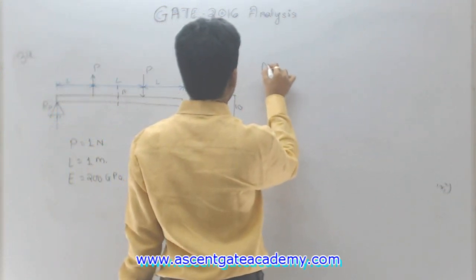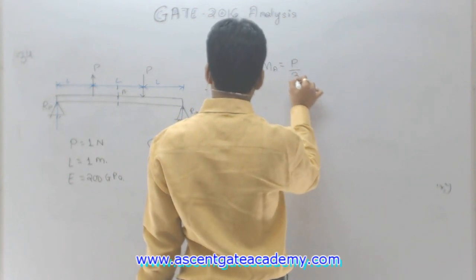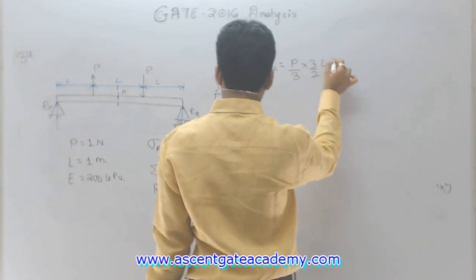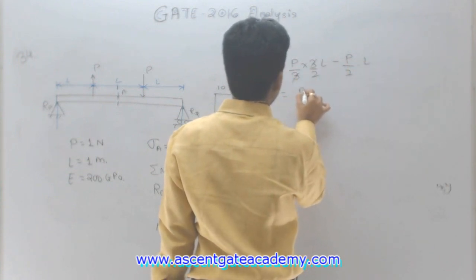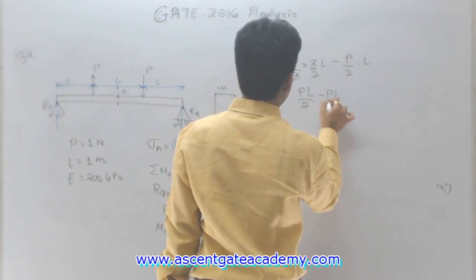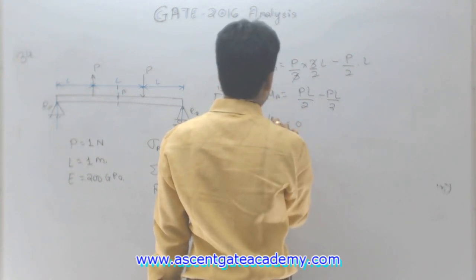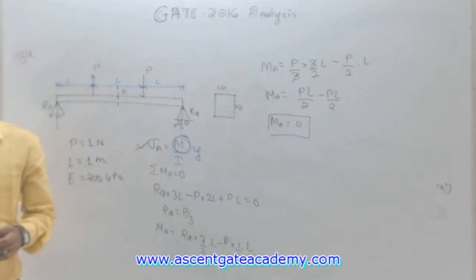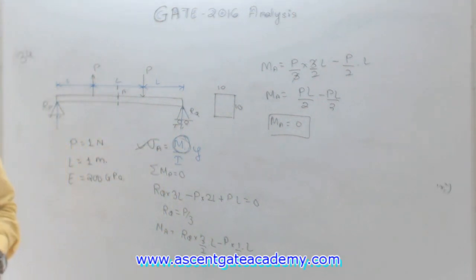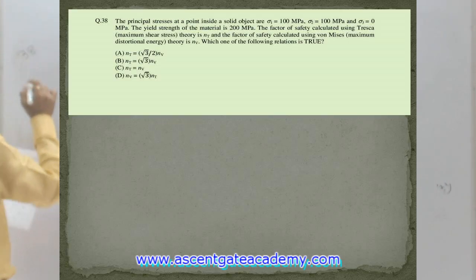Just put the values. So this MA will be equal to what? RQ is given as P by 3 into 3 by 2 L minus P by 2 into L. This 3 gets cancelled out. PL by 2 minus PL by 2. So this moment at A is equal to 0. And because the moment at A is equal to 0, therefore the stress at A will also be equal to 0. That's it. Okay, next is question number 38.